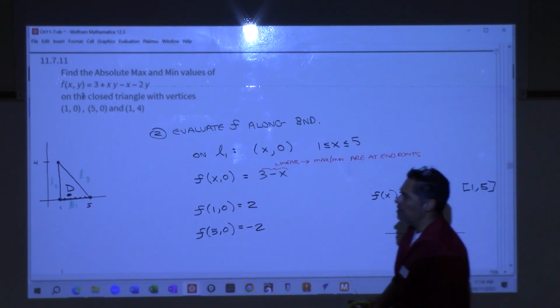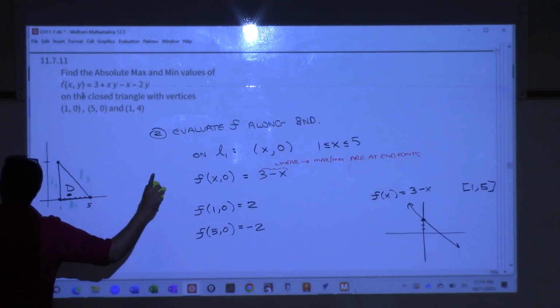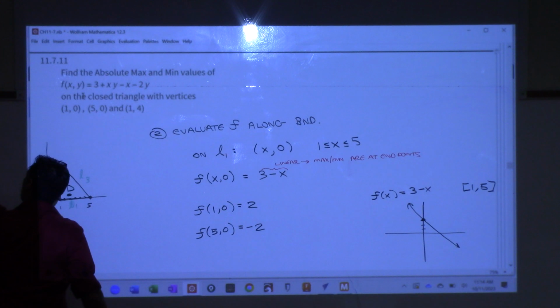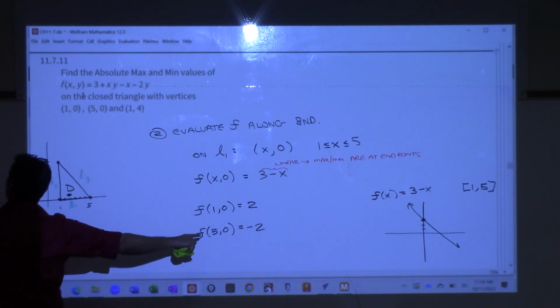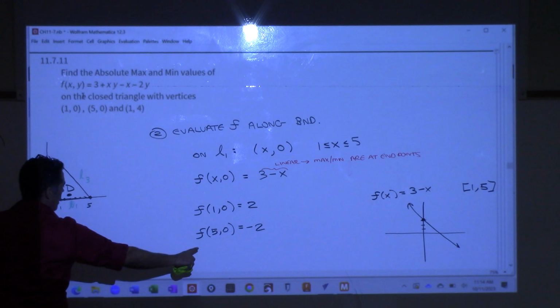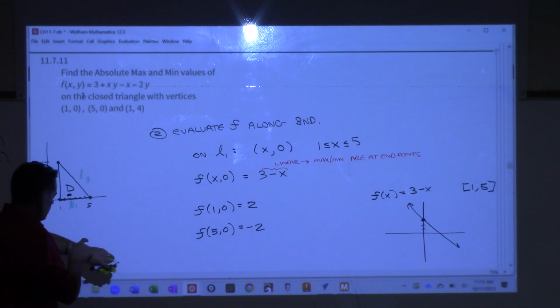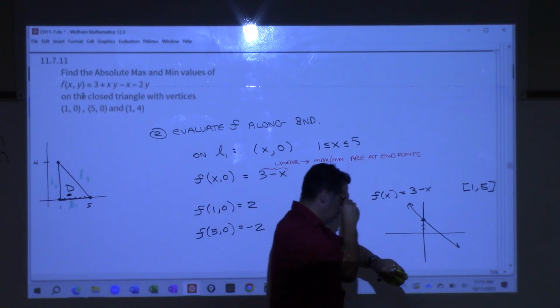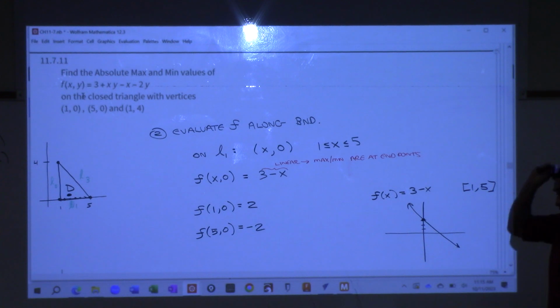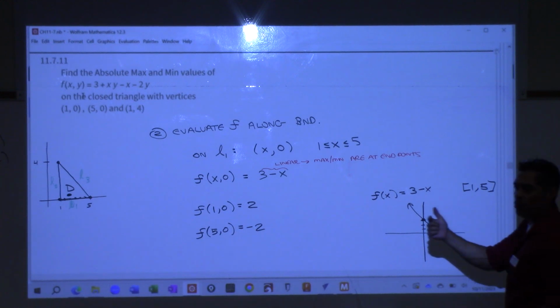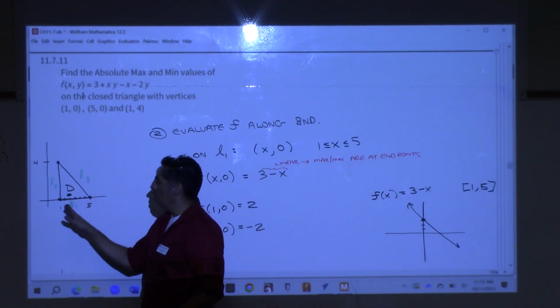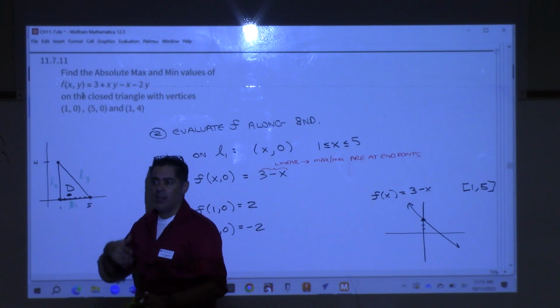Okay, so I'm going to start making a list over here. The first critical point we got from the first part was 2, 1, 1, right? And now we just got two other points. It was 1, 0, 2, and then the other one was 5, 0, negative 2. So far the maximum value looks like 2, and the minimum value looks like negative 2. But I've only gone around one part of the boundary. Now I need to go along L2 and L3, so I'm just going to do the same sort of procedure.